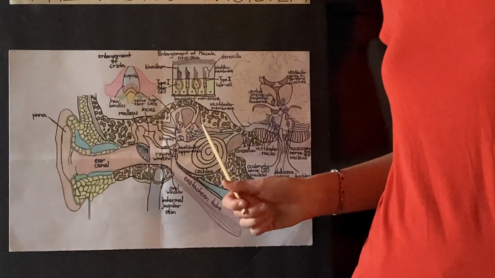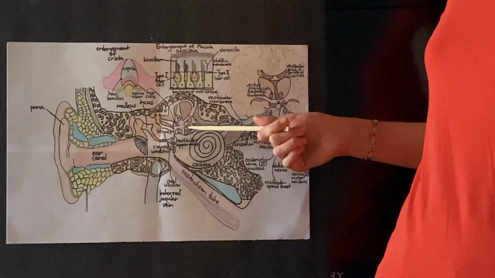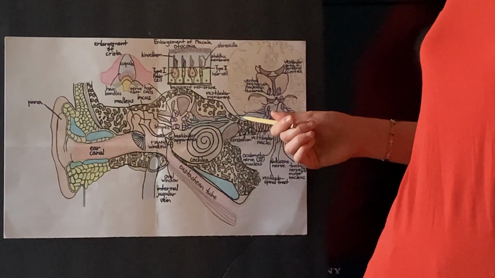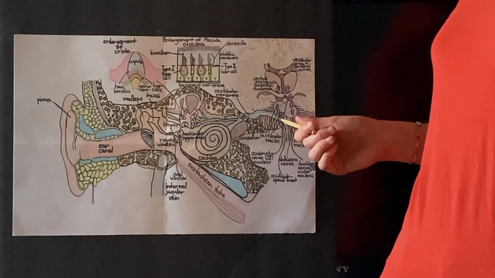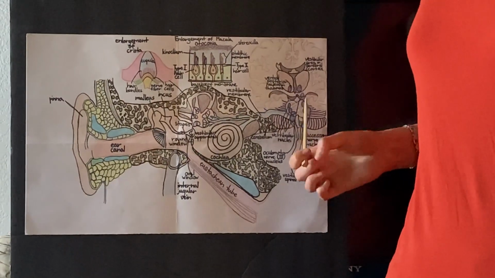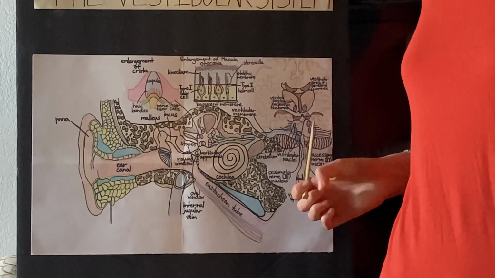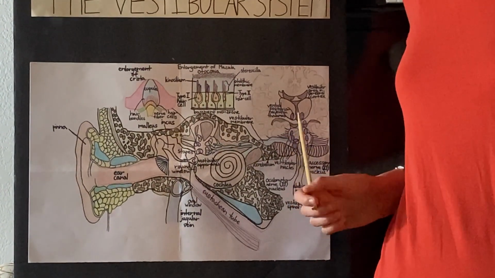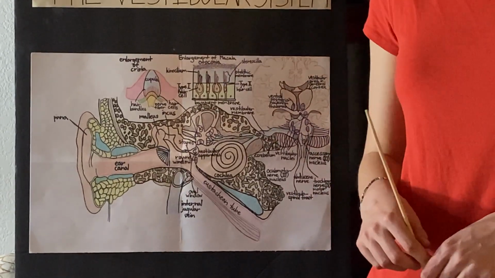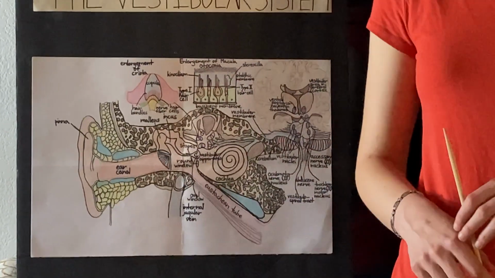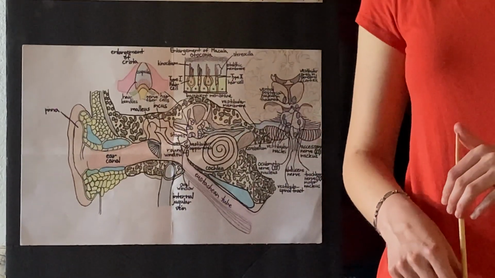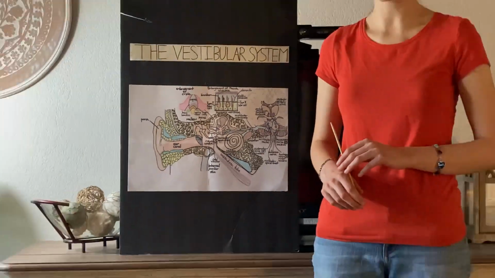The information from these two organs is then transmitted through the vestibular nerve all the way to the vestibular nuclei in the brainstem. It is then relayed to other parts of the central nervous system and is used by the cerebellum and cerebral cortex for movement coordination.